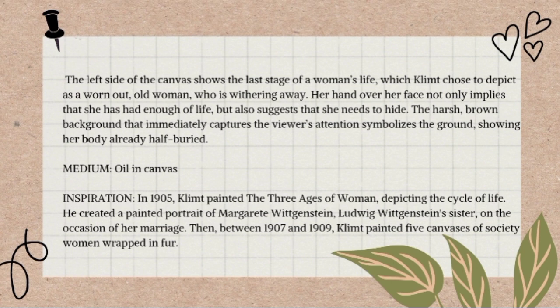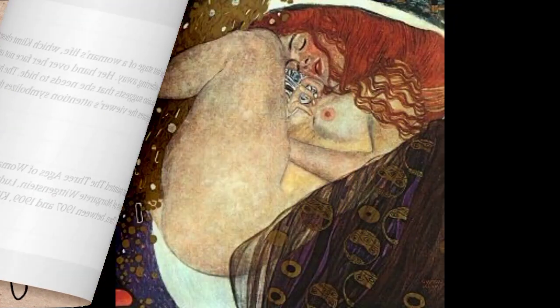Inspiration. In 1905, Klimt painted The Three Ages of Woman, depicting the cycle of life. He created a painted portrait of Margaret Wittgenstein, Ludwig Wittgenstein's sister, on the occasion of her marriage. Then, between 1907 and 1909, Klimt painted five canvases of society women wrapped in fur.